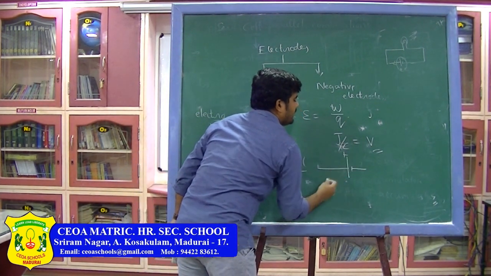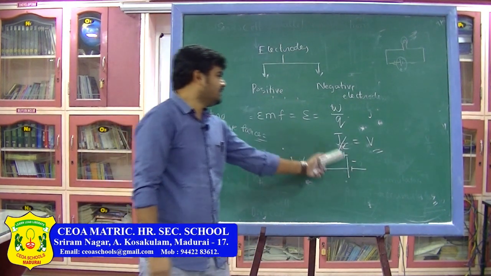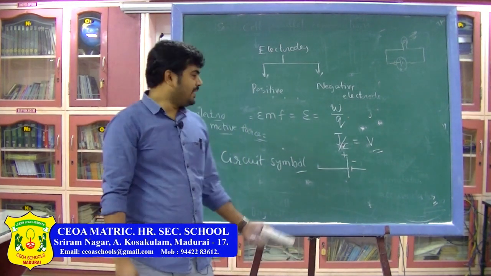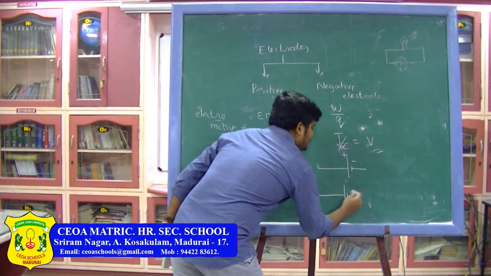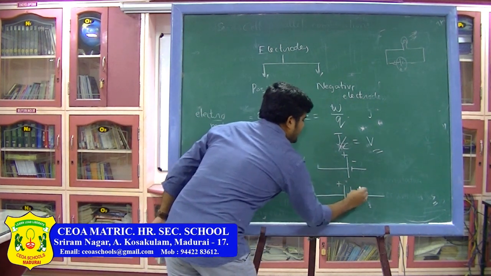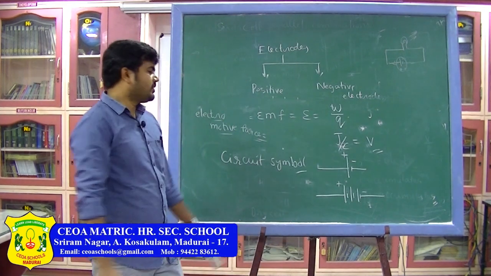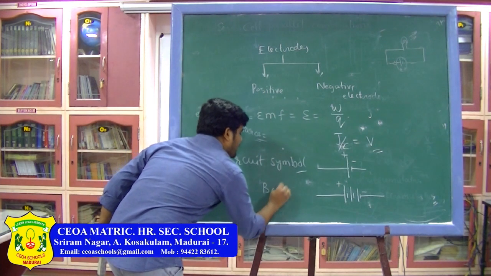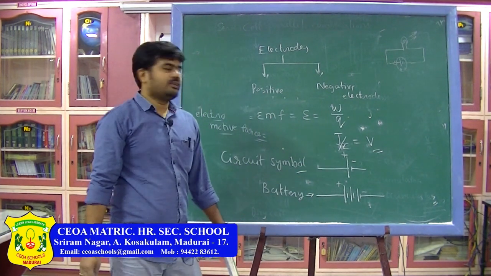So this big line indicates high potential, small line indicates low potential. This is a cell circuit symbol. Generally we will be using battery circuits and battery connections in the circuit. So battery is nothing but the series combination of two or more cells. So this can be the battery symbol. Here plus, here minus. So here 1, 2, 3, 3 cells are connected in series. This is nothing but the battery symbol, and this is a cell. So remember, this is battery, and this is cell. So these are the circuit symbols.